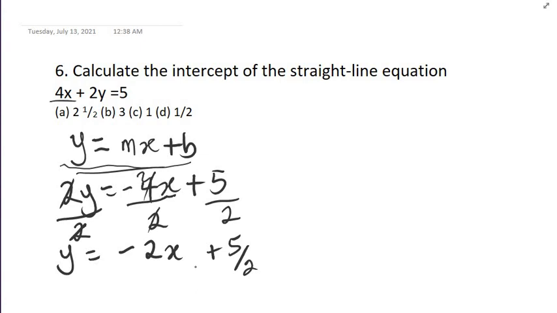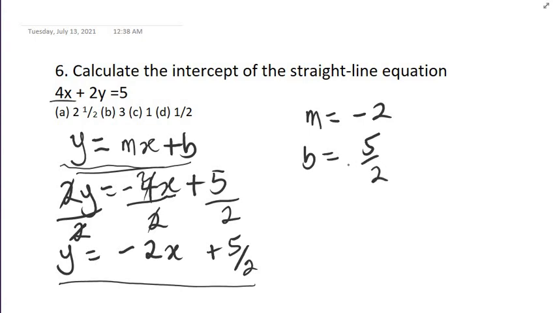By comparing this equation to the slope-intercept form, we can say that the m here represents minus 2, and then the b represents 5 over 2, because I said the b is the intercept. That's what we are looking for, the intercept. So it's 5 over 2. 5 divided by 2 is 2, remainder 1 over 2. So the right option is A.